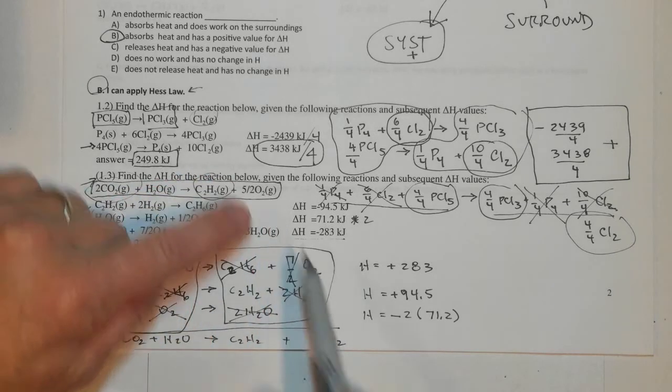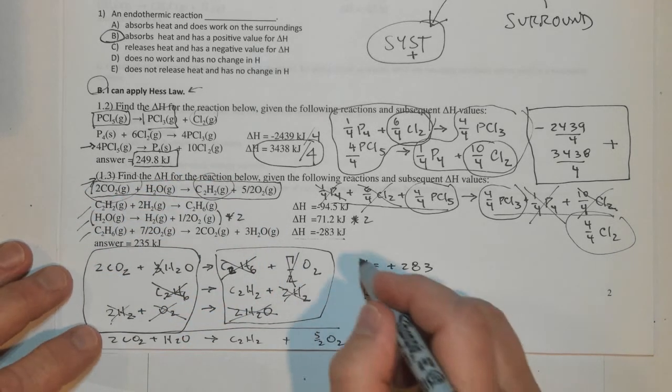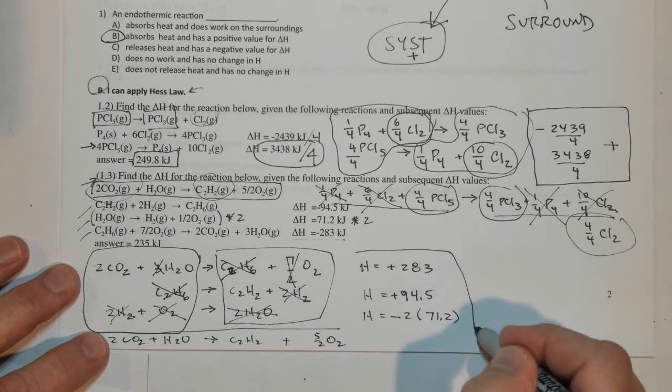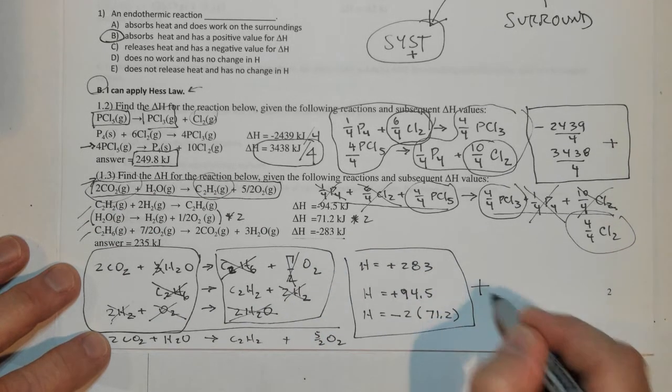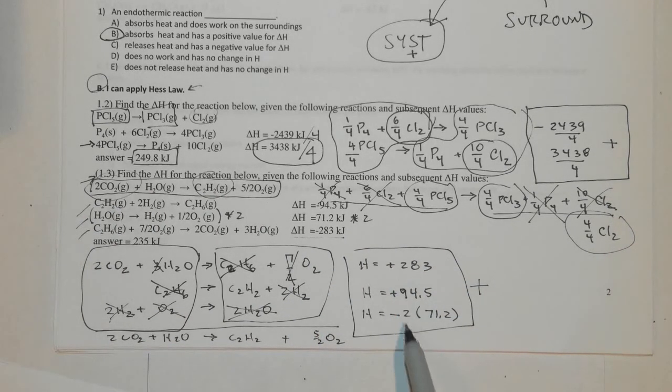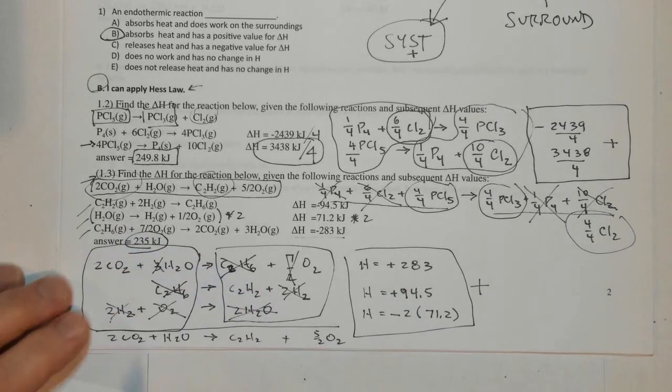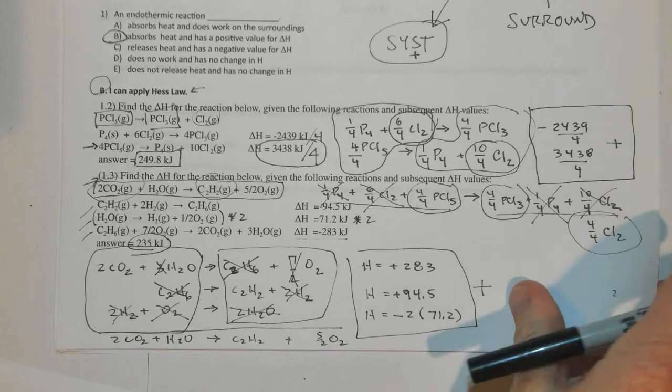Okay, I've manipulated this to get my goal reaction, and now since I can add the reactions to get that, I would take these enthalpies and add them together. Careful of your sign, careful of your sign. Don't forget to multiply by 2, and remember that's negative, and you should end up with positive 235 kilojoules.